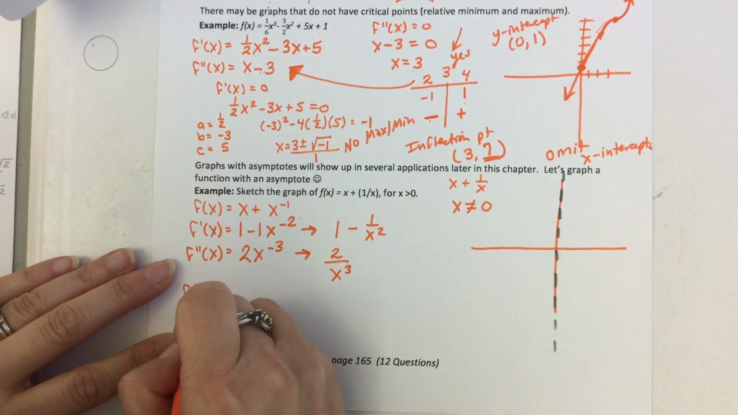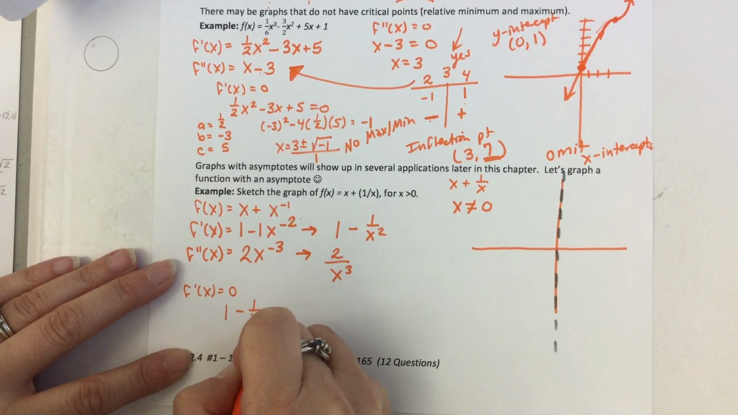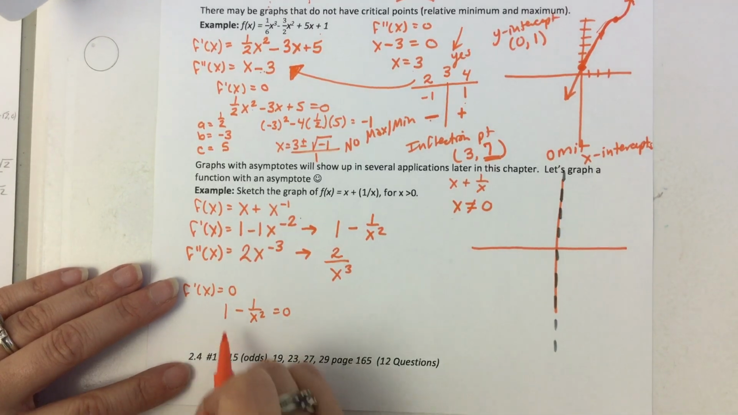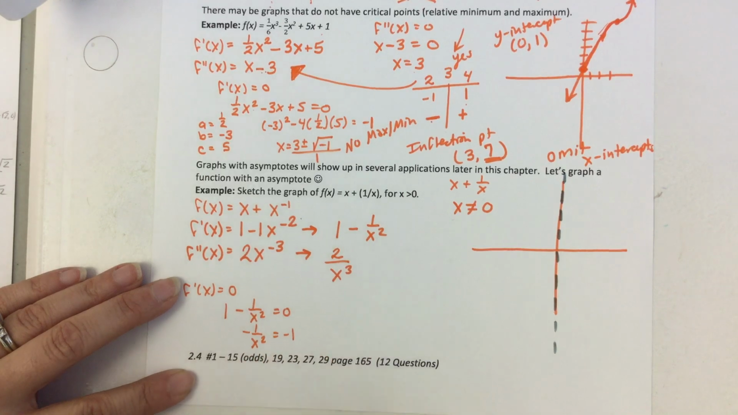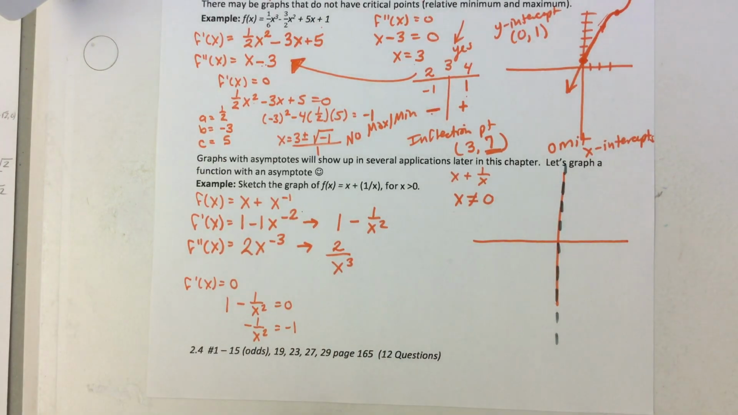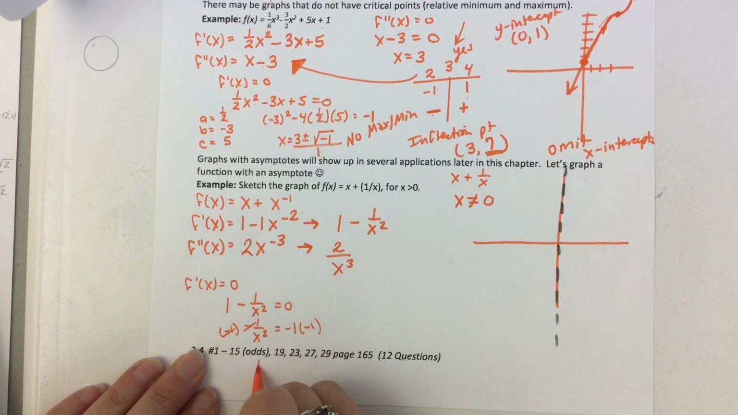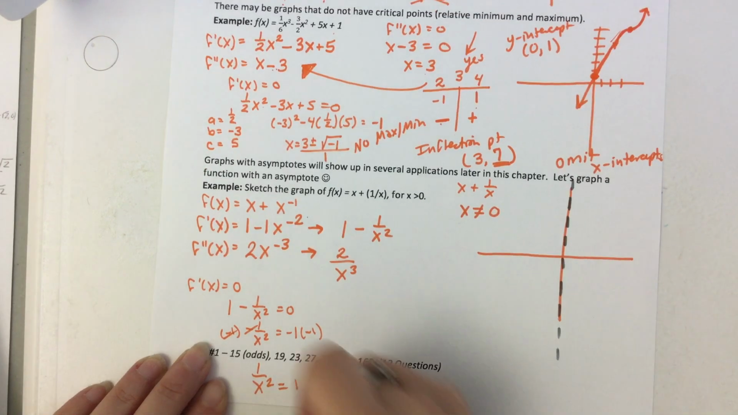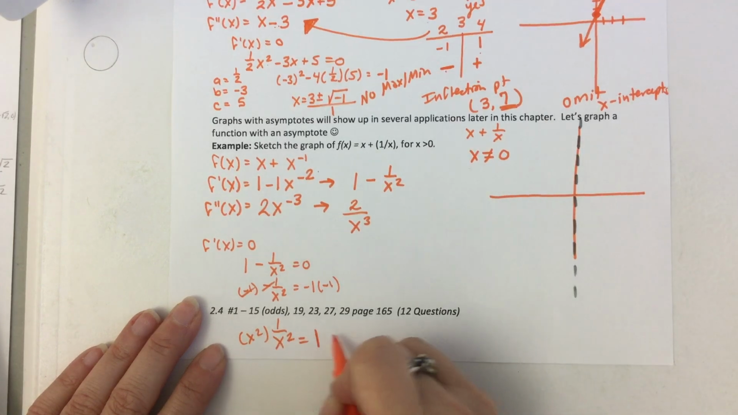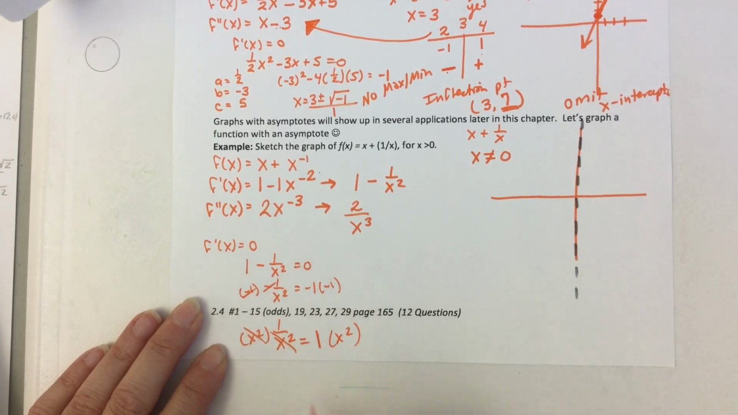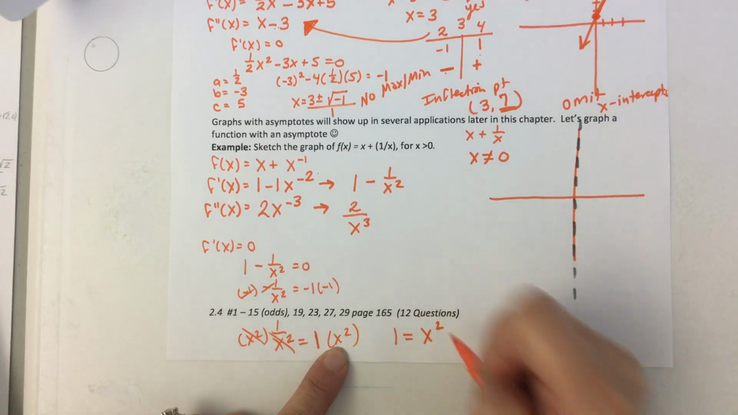So I take the first derivative and I set it equal to 0. If I go 1 minus 1 over x squared and I set it equal to 0, well, if I go ahead and subtract 1, negative 1 over x squared would equal a negative 1. If I multiply both sides by a negative, the negatives would cancel, so I have 1 over x squared equals 1. I don't want my variable on the bottom of a fraction, so I can go ahead and multiply both sides by the denominator. So 1 equals 1 times x squared, which is x squared.